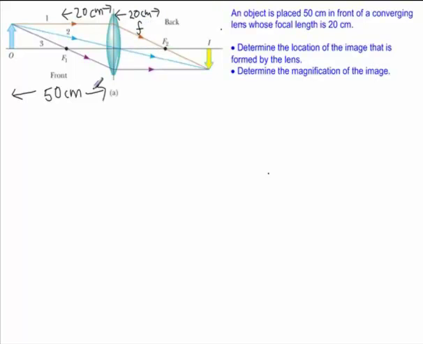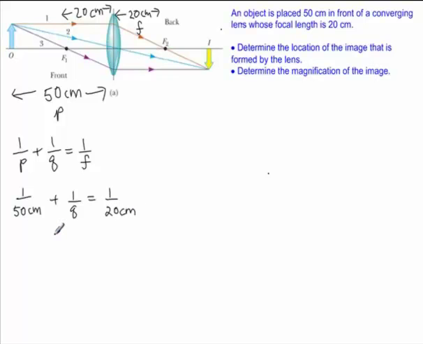So F represents our focal length, P represents our object distance, and we can use the thin lens formula that says that 1 over the object distance plus 1 over the image distance is equal to 1 over the focal length. So our object distance is 50 centimeters. Our image distance is what we're trying to find, and our focal length is 20 centimeters.